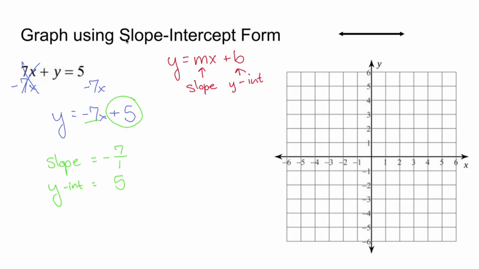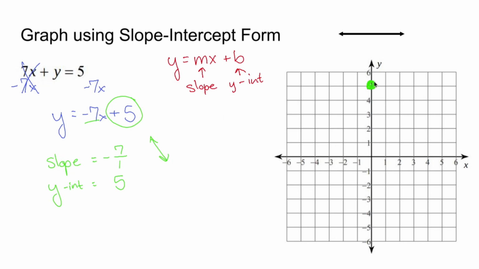Now, when you graph something using slope-intercept form, you always start out by putting your point on the y-axis where your y-intercept is. So I'm going to go to 5 here and put a dot right there on 5. Now, my slope is negative 7 over 1. So that could be up and to the left. Since it's rise over run, I can go up 7, left 1.